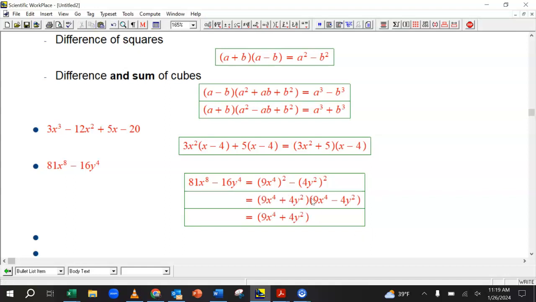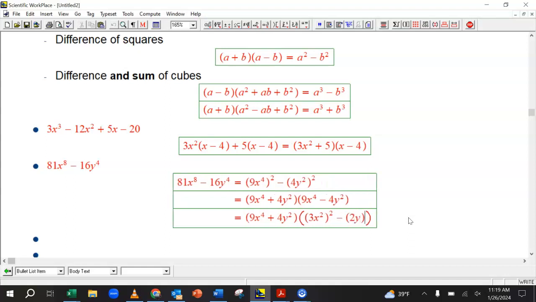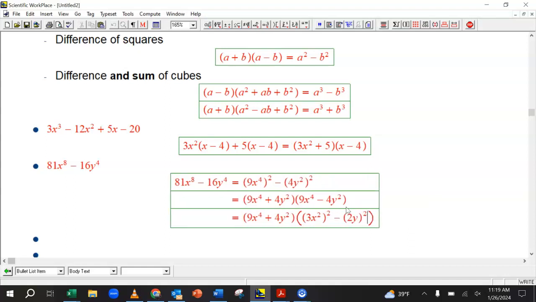This 9x to the 4th, let me just rewrite it. This is 3x squared squared, and then minus the quantity 2y squared. Notice the huge difference between that and 4y squared. The order of operations says do the square first and then the 4.